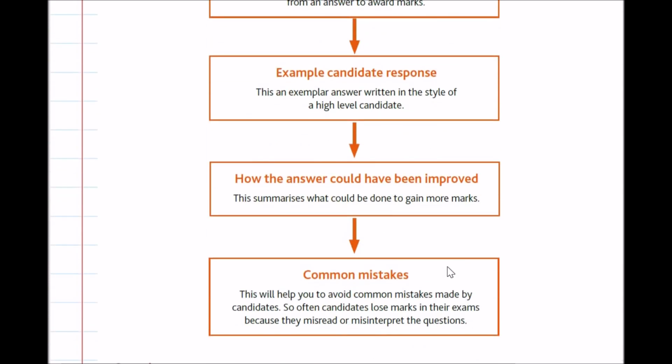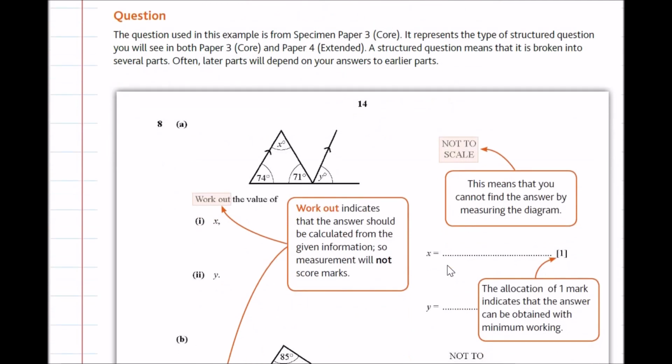Then what common mistakes students make are also highlighted. So this will help you to avoid common mistakes made by candidates. So often candidates lose marks in their exams because they misread or misinterpret the questions. Okay, so let us see one by one.